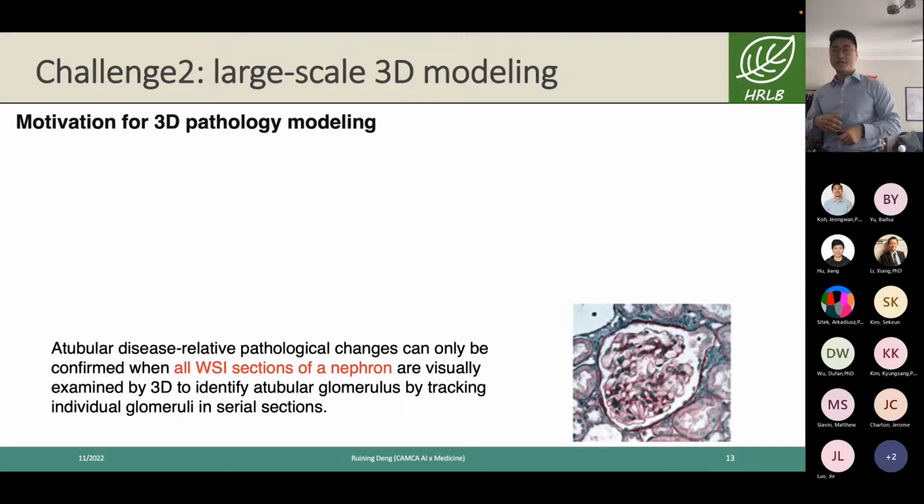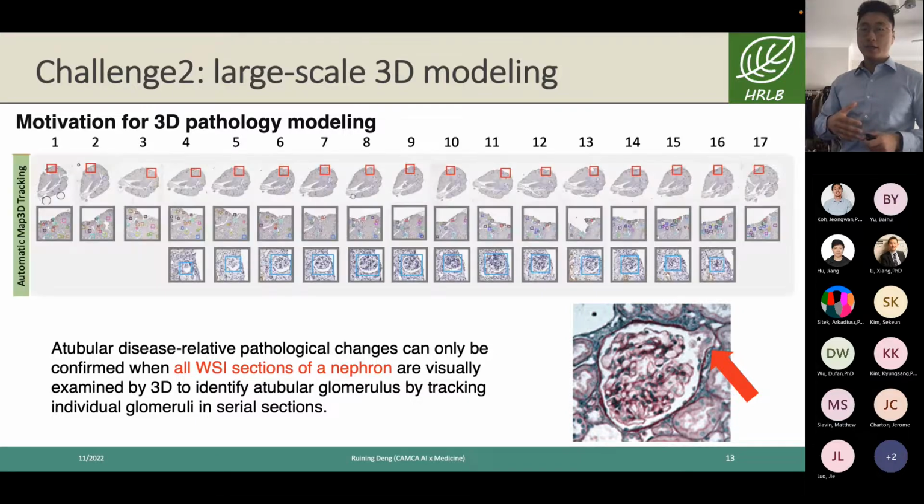And the other reason is that, for example, here is the atubular, which has special morphological patterns on glomerular. However, the pathologist has to analyze all of the whole slide sections for each glomerular to confirm whether this glomerular is diseased or not, because these patterns might only appear in one or two slides of our sectional whole slide images. Therefore, we need a large scale 3D modeling for digital pathology.